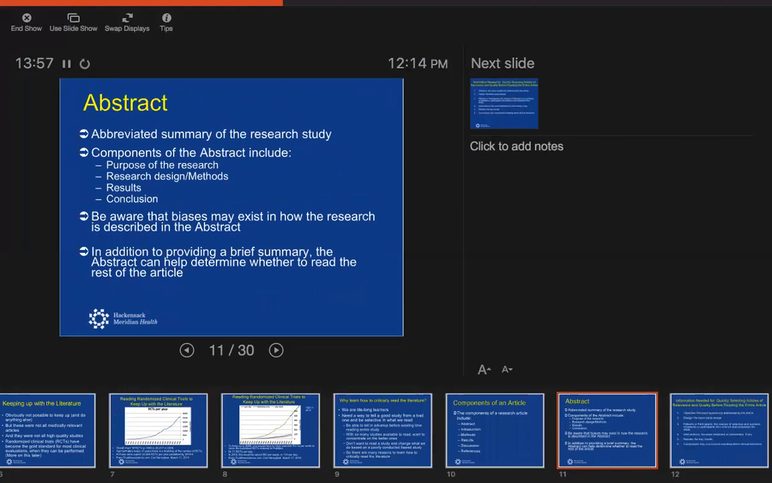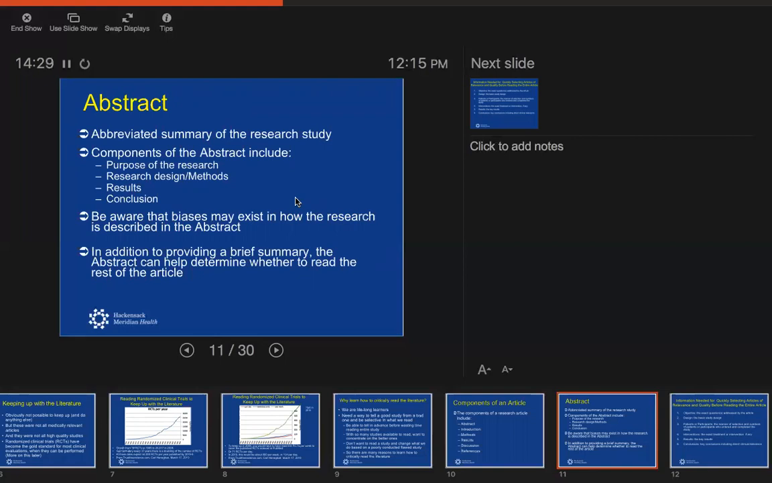So the abstract is an abbreviated summary of the study. The components of the abstract include what the purpose of the study is, what the methods were, the results, and the conclusion. There may be biases in how the research is described and presented in the abstract, and it may not be apparent to you if you're just reading the abstract. That's one potential problem when you're just reading a small synopsis of the study.